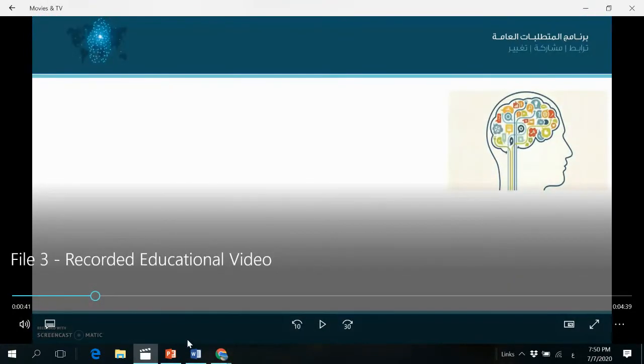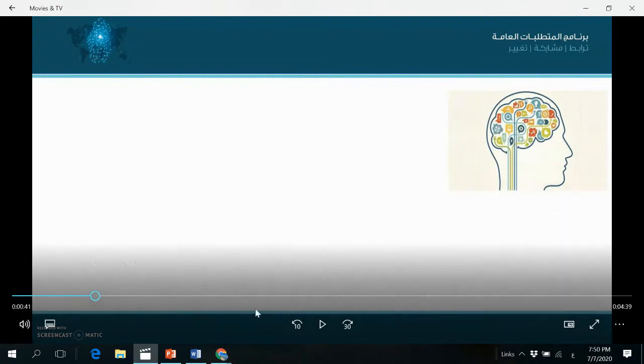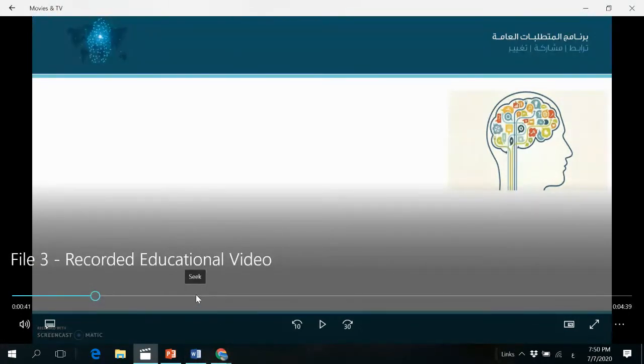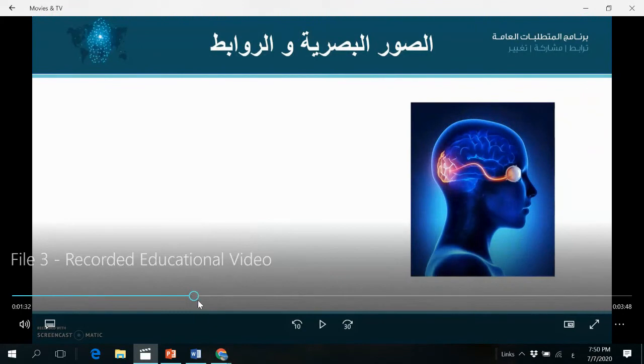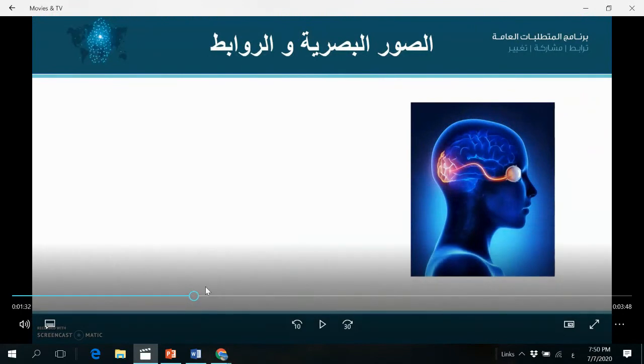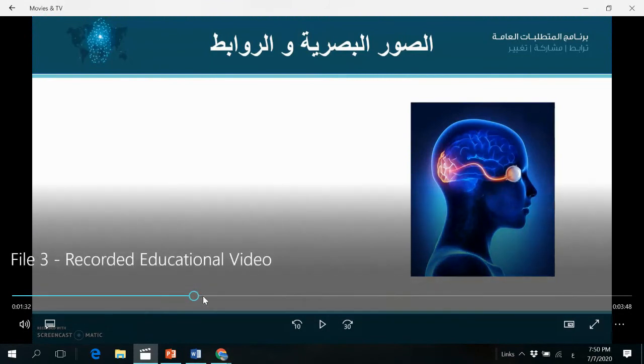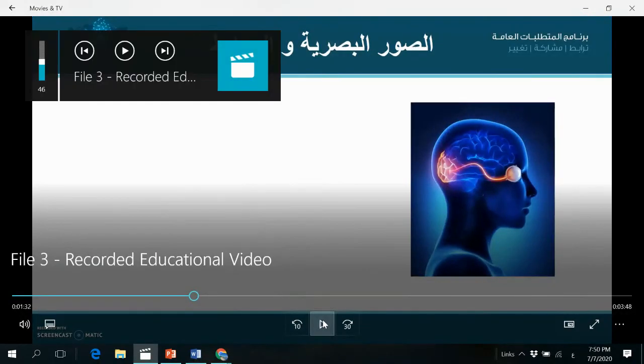So this is the introduction. Let's move now to one of the memory techniques, which is visual images and associations. I explained that it is based on imagining a compelling visual image and connecting it to information in order to improve memory. And then I will give some examples after. Sorry, it's in Arabic, but let's try it.